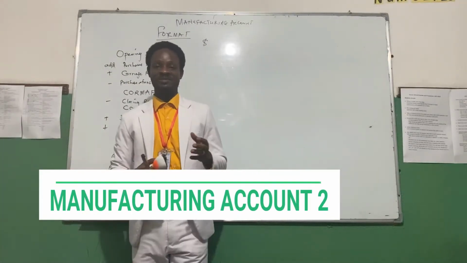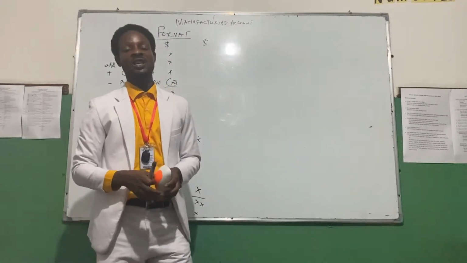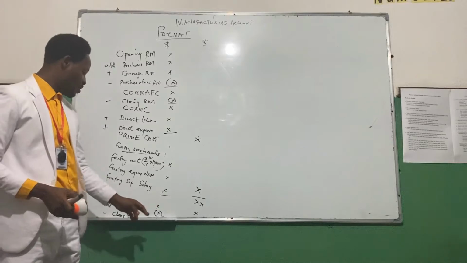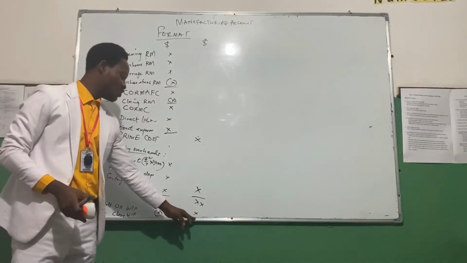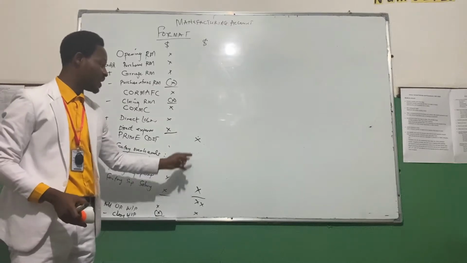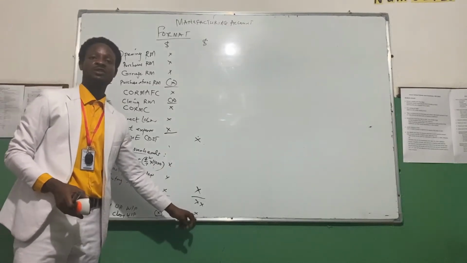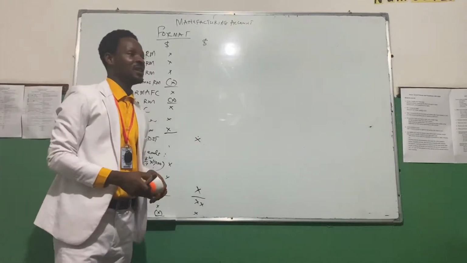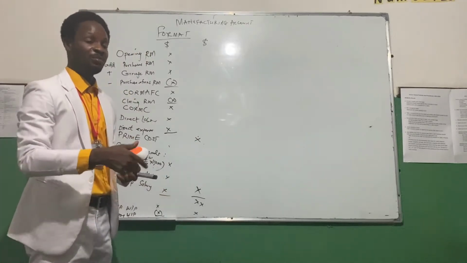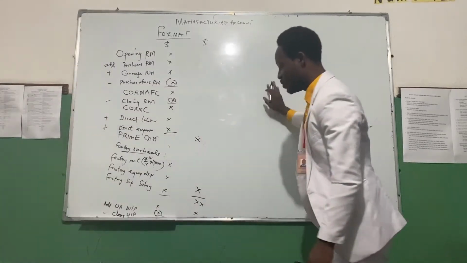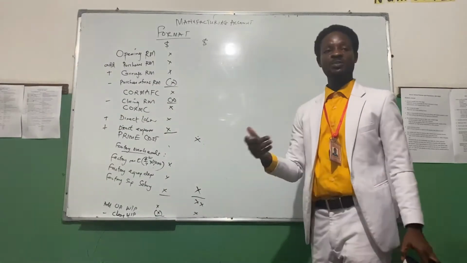Welcome back for the next phase of the manufacturing account. Remember, we stopped at the point where we got net work in progress when we added to the opening. When we added to the factory overheads and prime cost, we get cost of production. That is where we stopped the first part. Now, the second part is to continue from where I stopped, which is to generate factory profit.